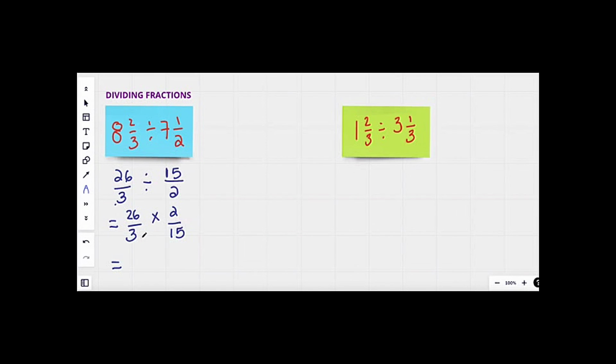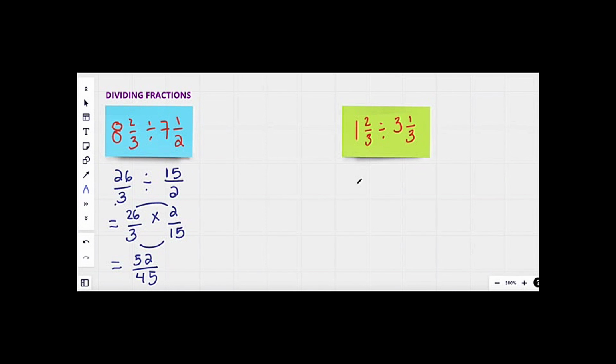And so we see that if we look at the 3 and the 2, we don't have a number that would fit into both. What about the 26 and the 15? No, there really isn't a number that would fit into both. So we're ready to multiply. So we would multiply the top against the top and the bottom to the bottom. So in this case, we have 52 because 26 times 2 is 52. And then 3 times 15, we've got 45. And so this is our total. Okay, let's take a look at the next one.